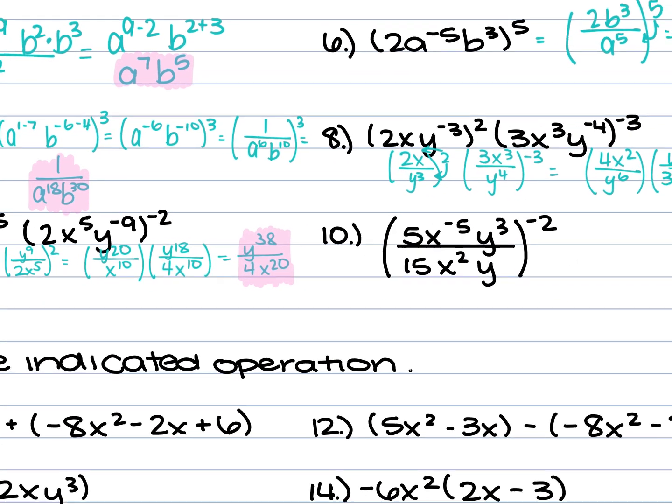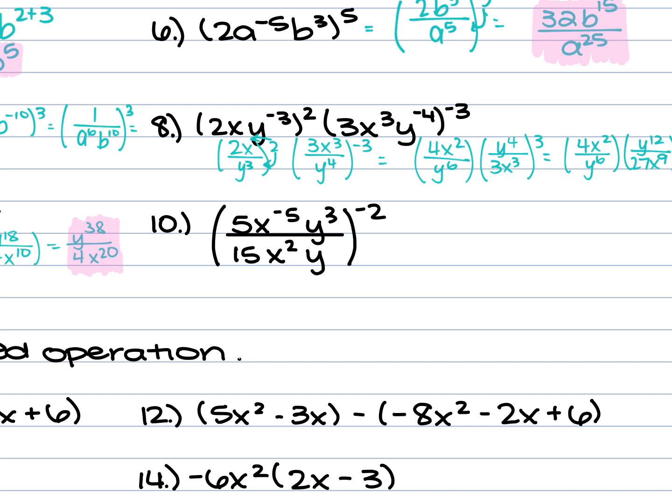For number 10, we have 5x to the negative fifth power, y cubed over 15x squared y, all raised to the negative second power. Simplify what's inside first. The 5 over 15 is the same thing as saying 1 over 5. Then you have x to the negative fifth over x to the second. So we're going to keep the base, subtract the powers. Then it's y cubed over y. So again, keep the base, subtract the powers.